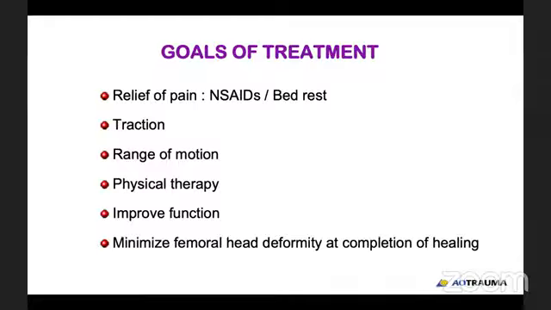To avoid weight bearing, which is bad for the hip because weight bearing we know can deform the head, especially in the phase when the head is soft. But range of motion is always good because range of motion will allow the head to remain round during the phase of collapse and fragmentation. Institute physical therapy, which basically works on improving function. And the main goal of treatment in the long term is to minimize femoral head deformity at the completion of healing. So this is the long-term goal of Perthes. So the short-term goals are relief of pain, traction, range of motion, improve function. And the long-term goal is to minimize that femoral head deformity at the completion of healing.